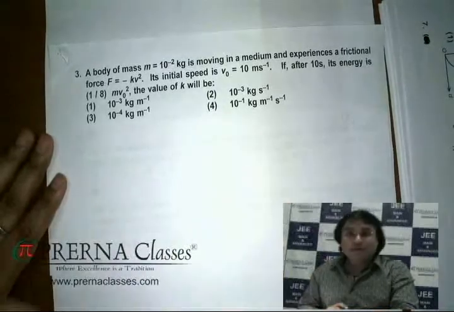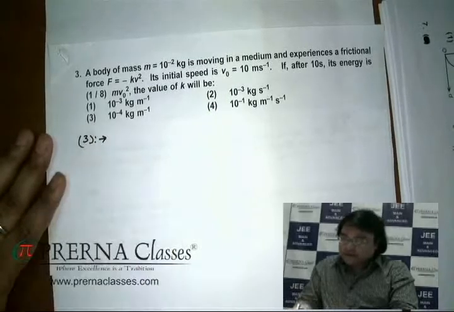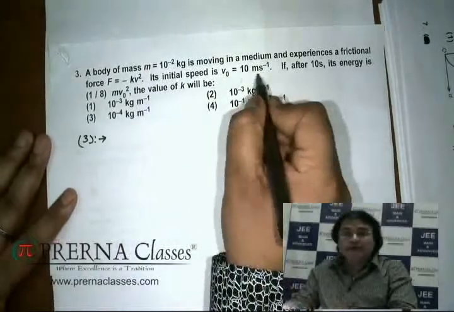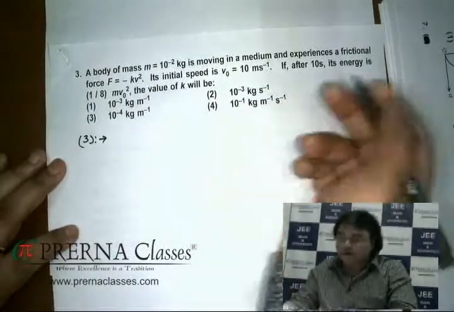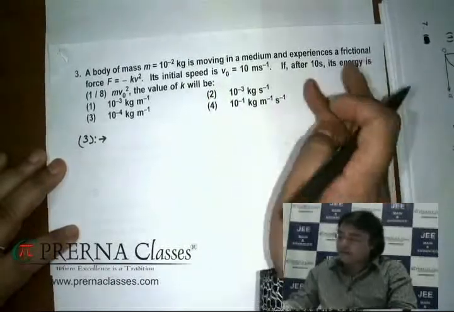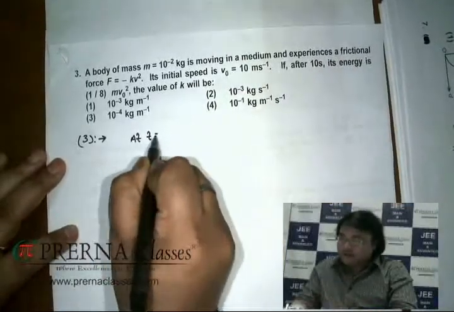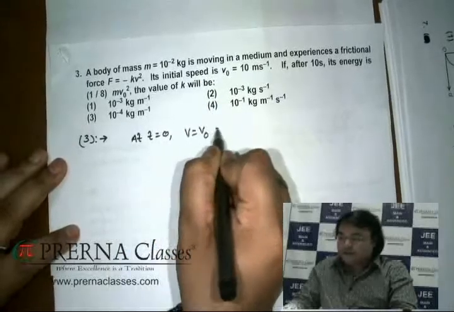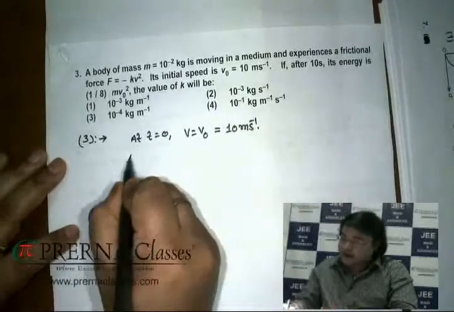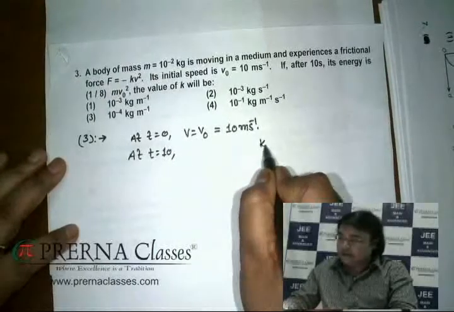Okay. Next question, again based on the kinematics. Basically, it deals with non-uniformly accelerated motion. Here, velocity at 2 instants is given. Initial speed is 10 meter per second, and you have to find out the value of k. And given term is energy after 10 seconds. At t equal to 0, velocity, that is v naught, is equal to 10 meter per second. Clear? And at t equal to 10 seconds, velocity is not given, but kinetic energy is given.